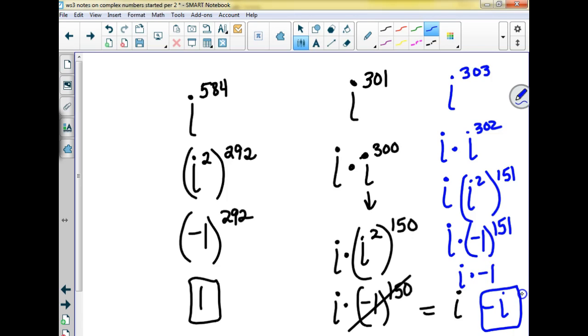Better? Keaton, you see that now? When you divide by the 2, if you get an even or an odd number, yes, yes, yes. Okay.